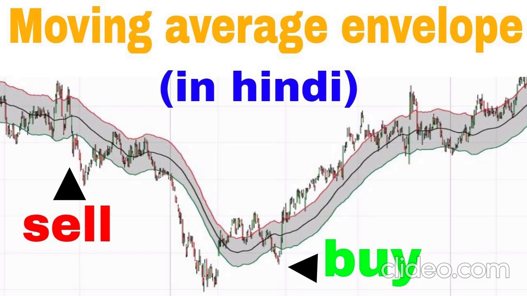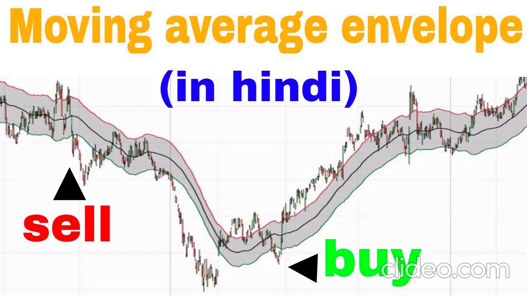Limitations of the indicator. Lagging nature. Because it is based on a moving average, the envelopes indicator is a lagging indicator. It reflects past price action and may produce delayed or false signals in fast-moving markets.